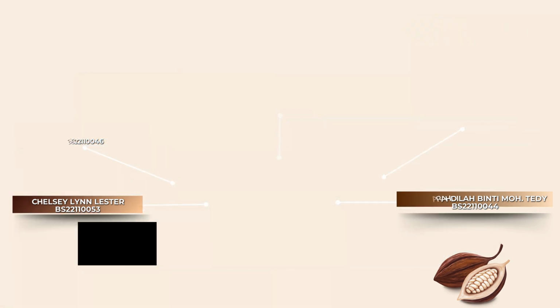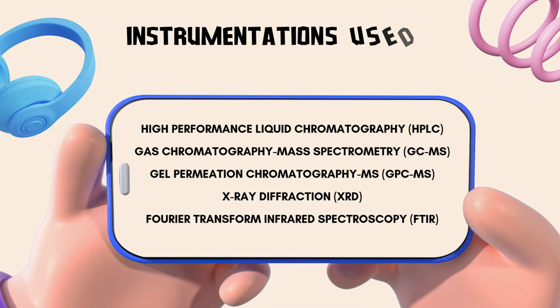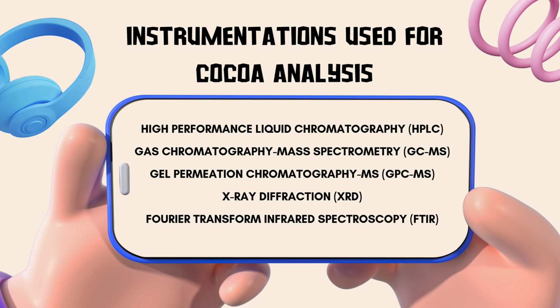Our presentation will be about the instrumentations used for cocoa analysis, which consists of high-performance liquid chromatography (HPLC), gas chromatography mass spectrometry (GCMS), gel permeation chromatography mass spectrometry (GPCMS), X-ray diffraction (XRD), and lastly, Fourier transform infrared spectroscopy (FTIR).